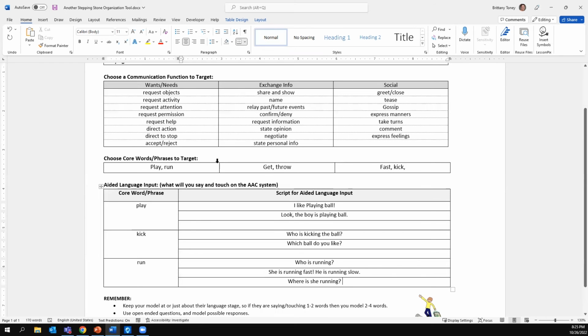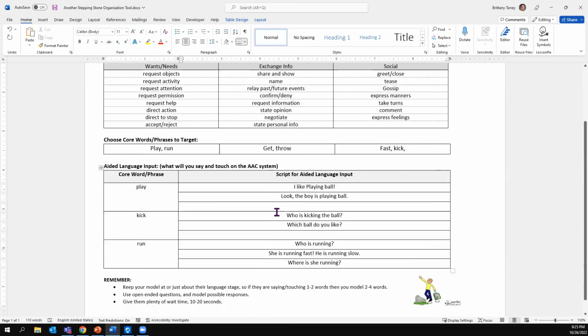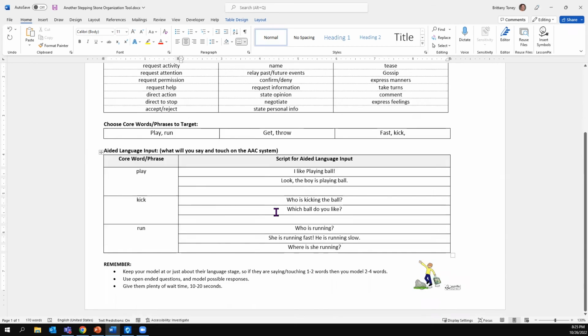Now you have a copy that you can take with you for future sessions. You can think about what words you want to target with the activity, let the activity dictate those words, and then put your script in for aided language input. So you already have some ideas down, and that's the importance of this, is just to keep it simple.